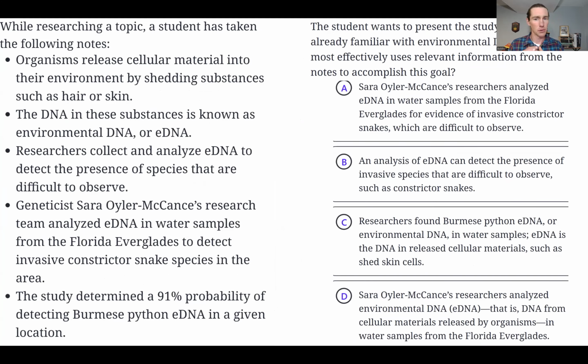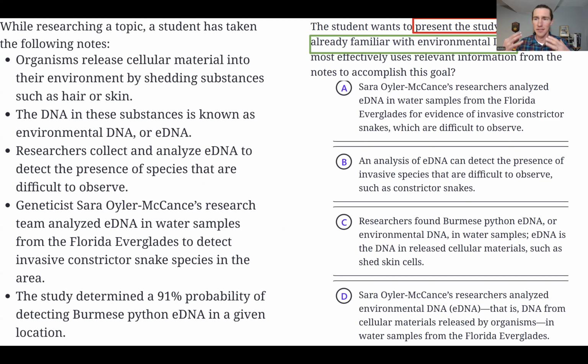This is the final example we'll look at today. The question again is at the top. The student wants to present the study to an audience already familiar with environmental DNA, pointing out two things that they want. First, present the study, just like we had seen before. Second, though, in green, it says to an audience already familiar with environmental DNA. That's a specific set of instructions.